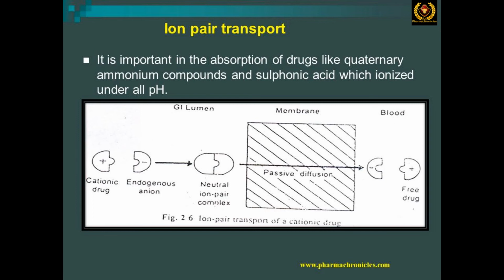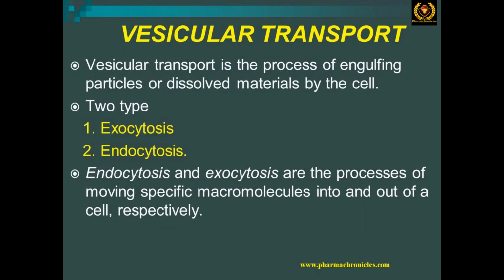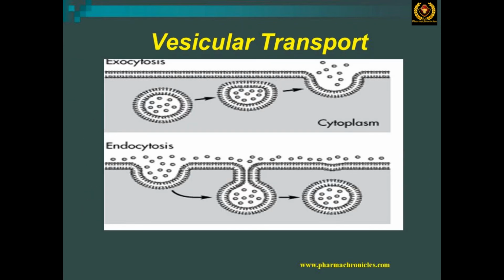Vesicular transport is the process of engulfing particles or dissolved materials by the cell. It is of two types: 1. Exocytosis, 2. Endocytosis. Endocytosis and exocytosis are the processes of moving specific macromolecules into and out of a cell, respectively.